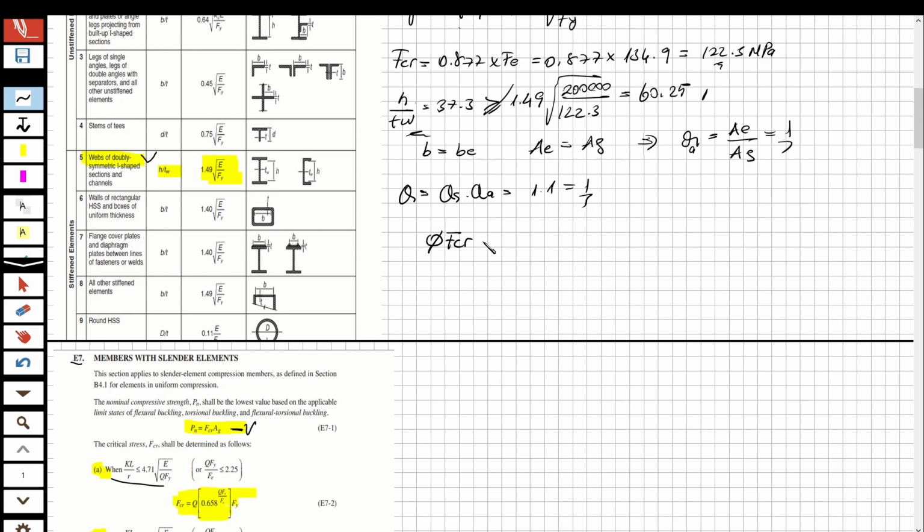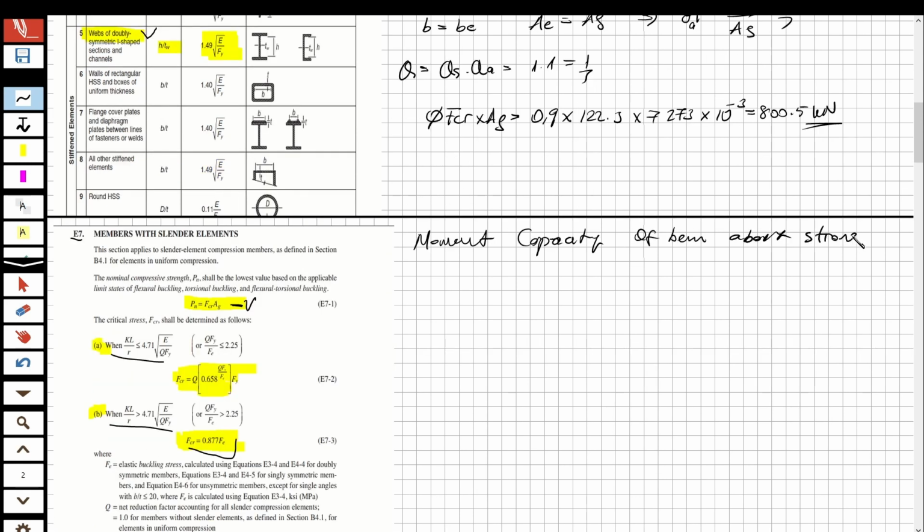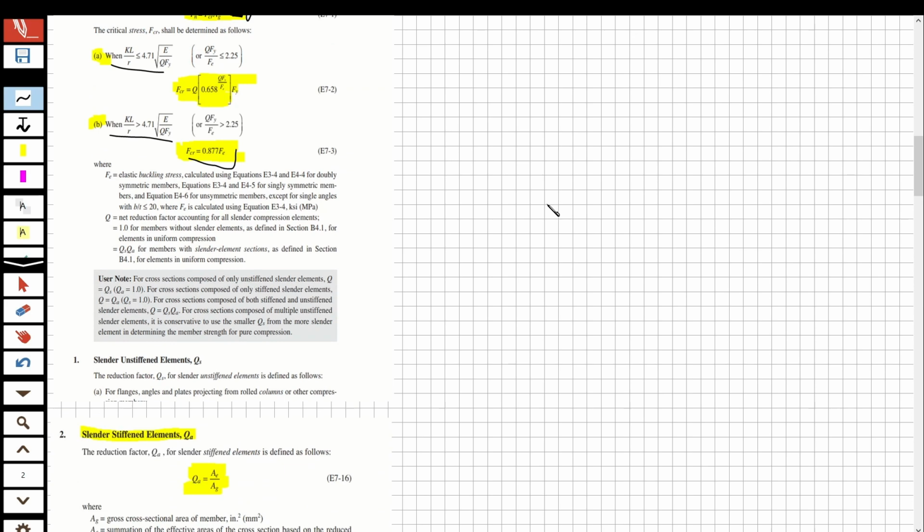We need a coefficient. If you remember, it comes from the LRFD, 0.9 multiplied by F critical, 122.3, and multiplied by 7273 times 10 to the power minus 3, and it's going to be 800.5 kilonewton as the actual load capacity of this section. So now we got the actual load capacity. So let's calculate the moment capacity of the section for the strong axis. Okay, so now we have it. So let's solve it for the strong axis.